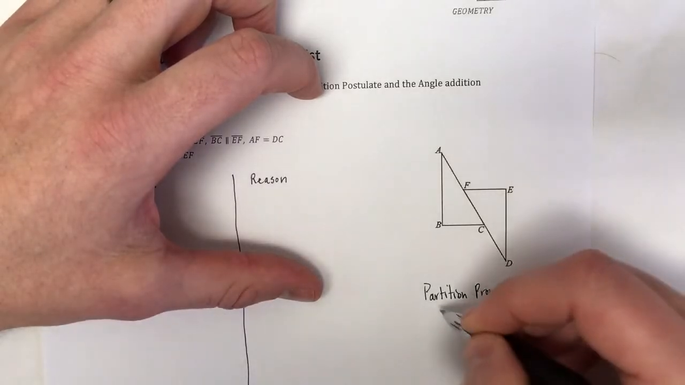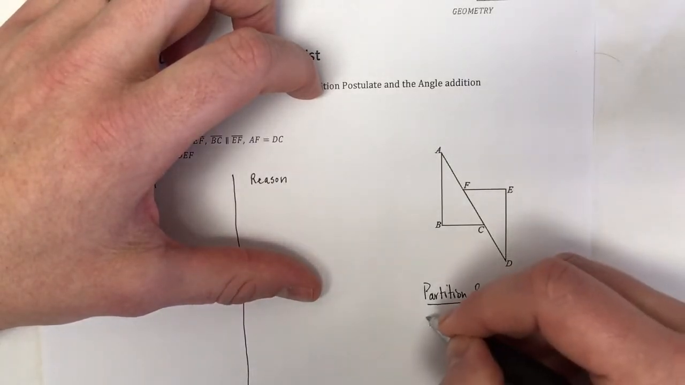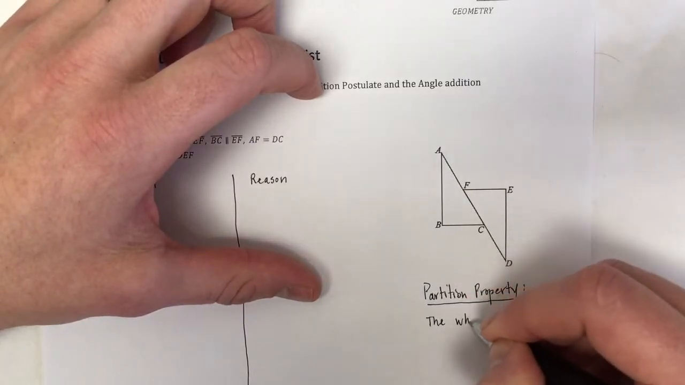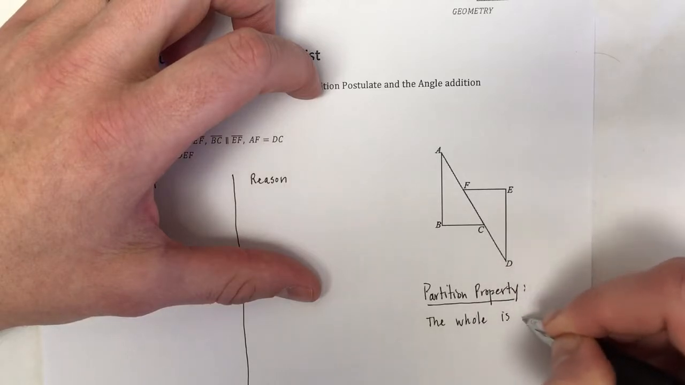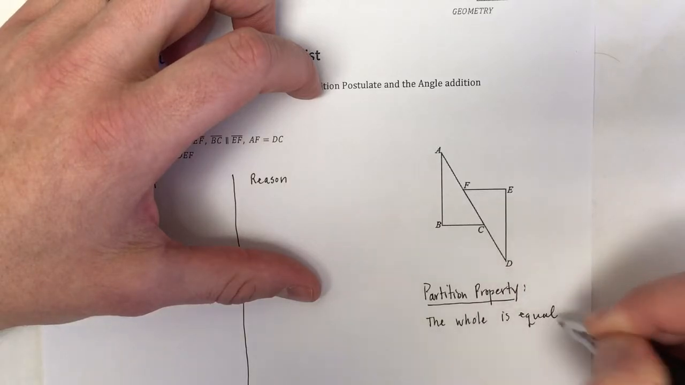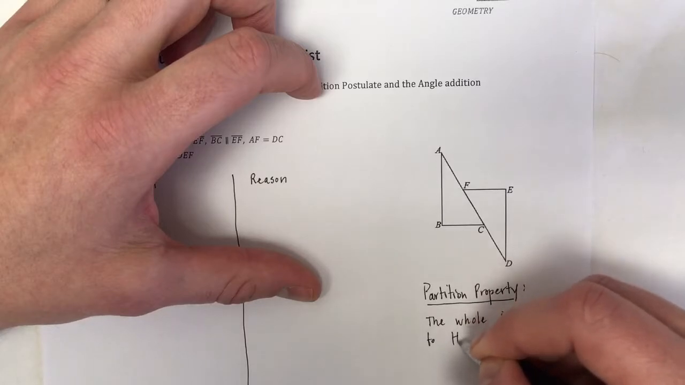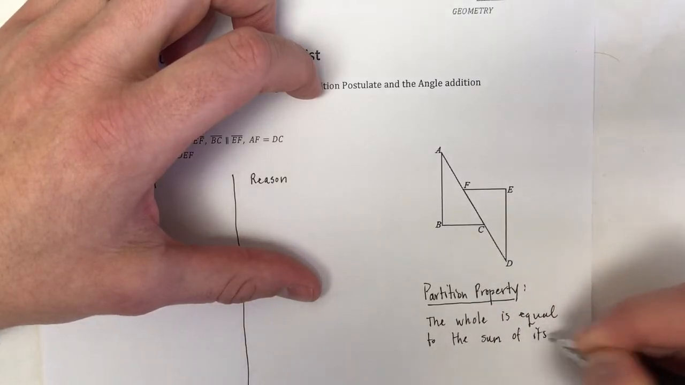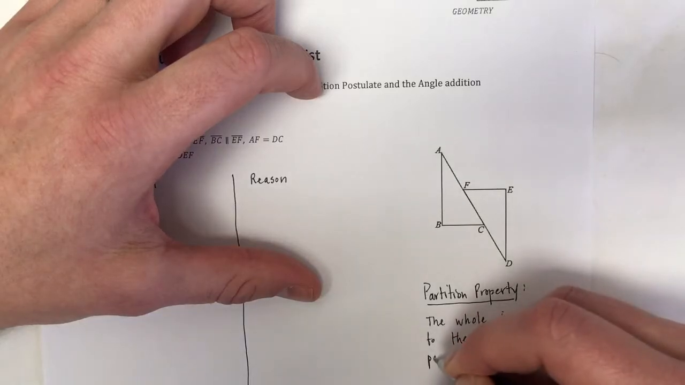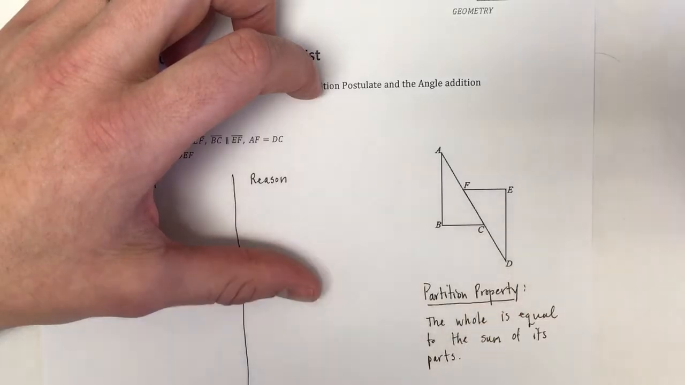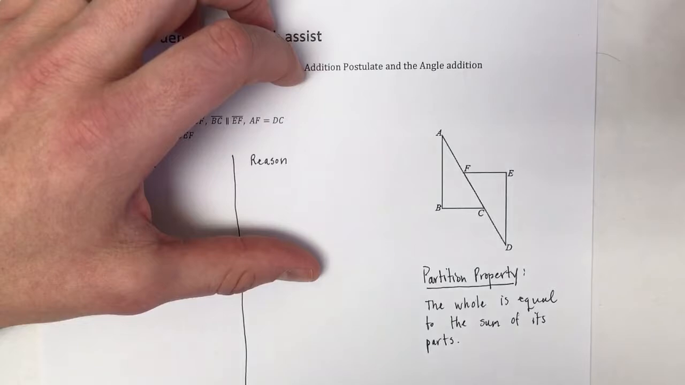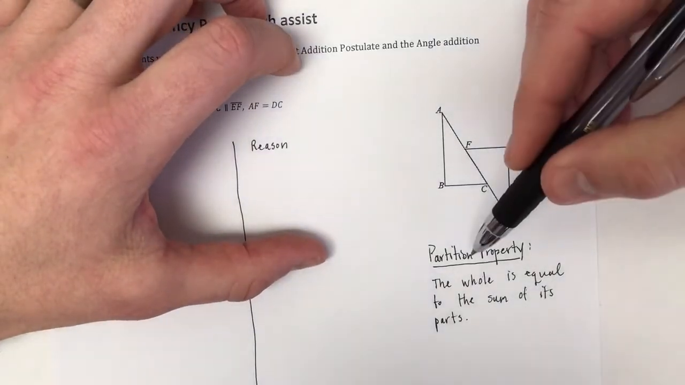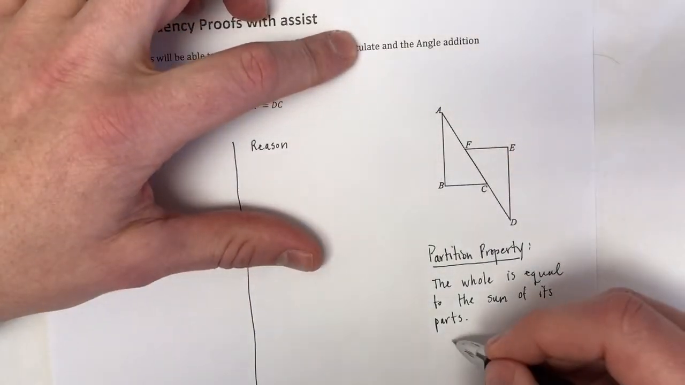What the partition property is saying is that the whole is equal to the sum of its parts. And we utilize this property in two ways, generally speaking.